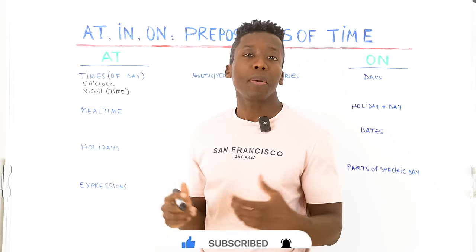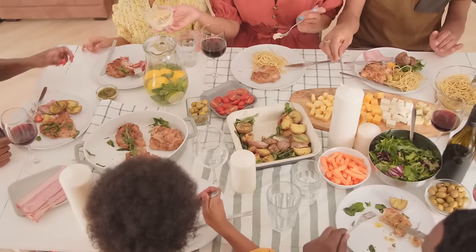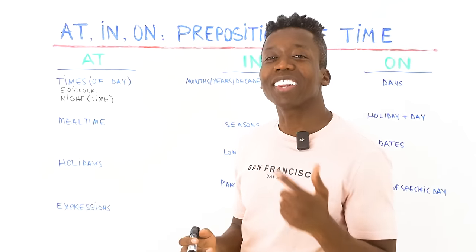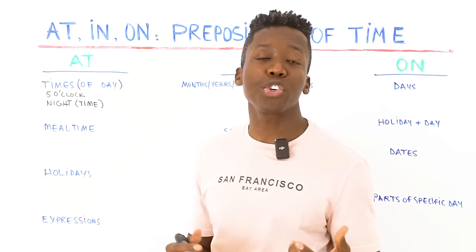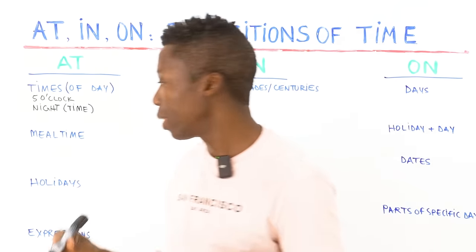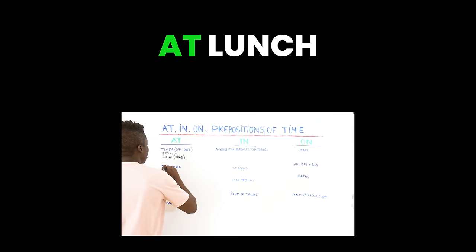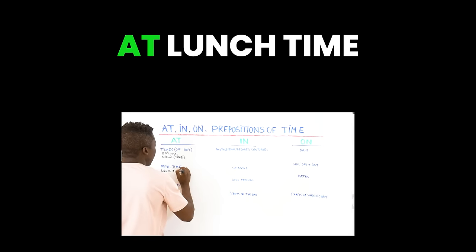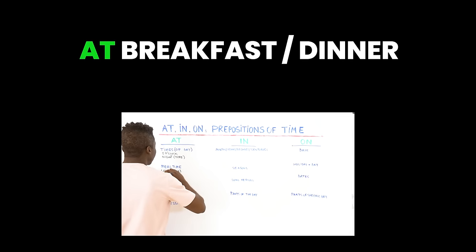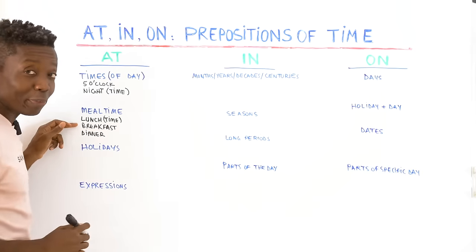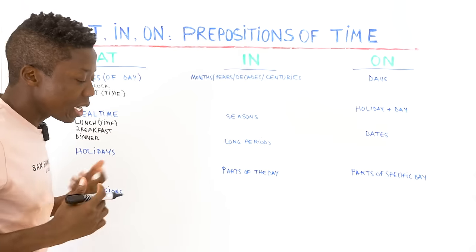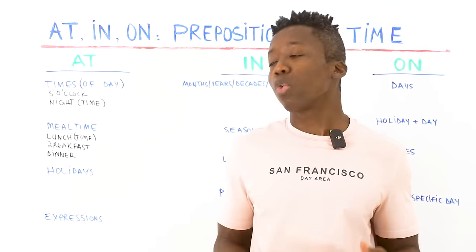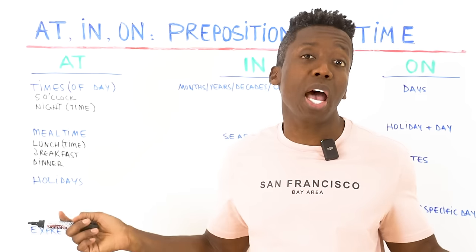We use it for meal time, the time when you eat your meal, you can use at. For example, I'll see you at lunch or I will talk to you at lunch time. So you can say at lunch, that is a time when you eat, or at lunch time, you can say at breakfast or dinner. Breakfast comes first, then lunch, then dinner. But you can say, hey, let's meet at dinner, or let's talk about it at dinner, or let's talk about it at dinner time. That works.